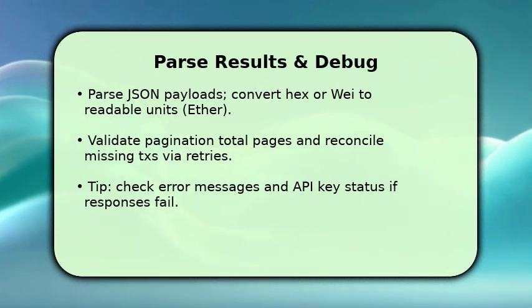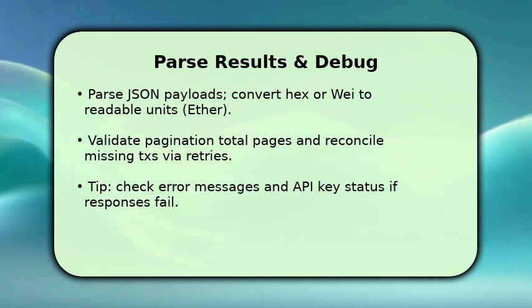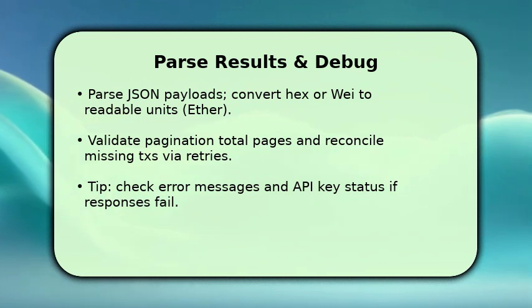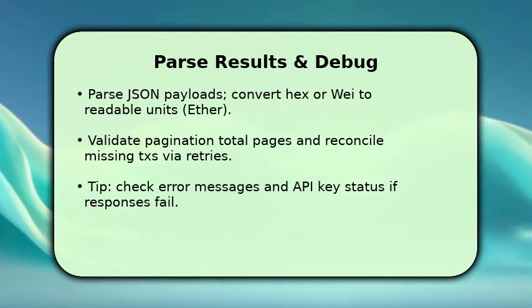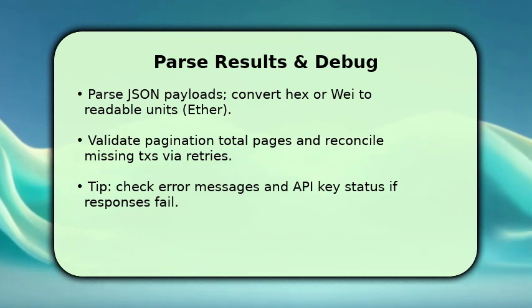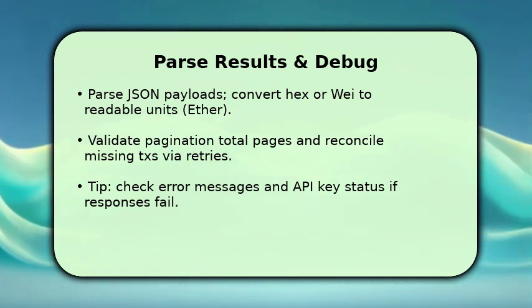Once done, add logging for error codes, malformed payloads, and rate limit headers so you can react programmatically. If something goes wrong, check the API key status first, then examine response error fields and retry headers. Make sure to implement graceful fallback in your UI to inform users of transient API issues.